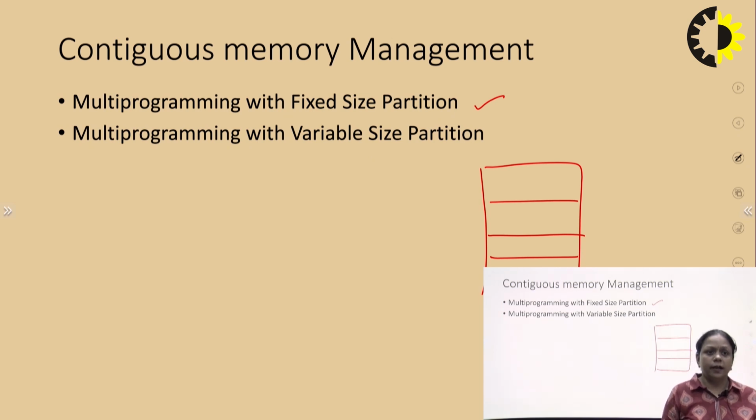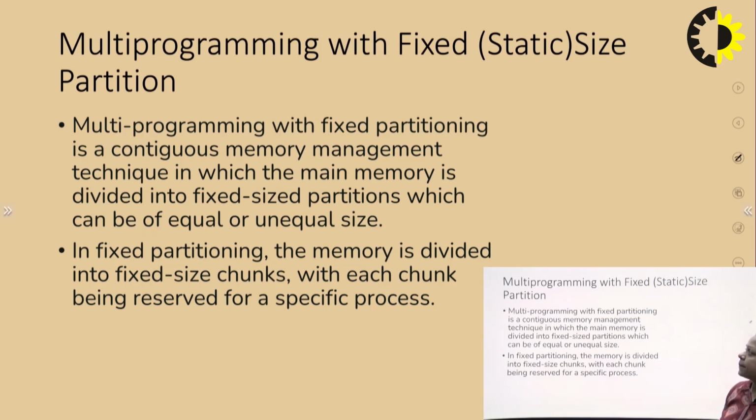But this is contiguous memory management, where we have already fixed partitions for the processes. Multi-programming with fixed static size partition. Multi-programming with fixed partition is a contiguous memory management technique in which main memory is divided into fixed size partitions, which can be equal or unequal size. In fixed partition, the memory is divided into fixed size chunks, with each chunk being reserved for a specific process. So, if we have divided our memory into 4 parts, it means we can have 4 processes in our memory.